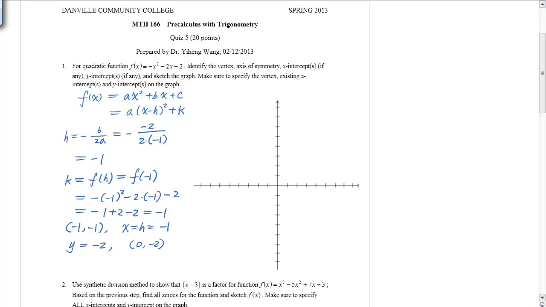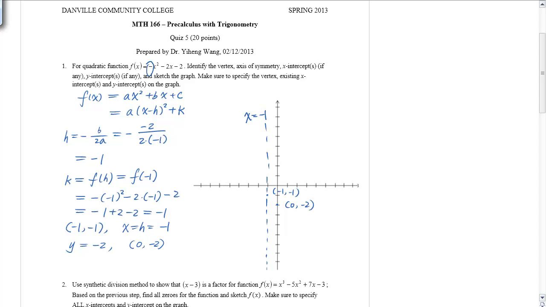Now, we can try to sketch it, and we realize that the vertex is (-1, -1). So the vertex is right here. The y-intercept is (0, -2), right here. And don't forget, this is your axis of symmetry. Your graph will have to be symmetric about this straight line, that's x equals negative 1.